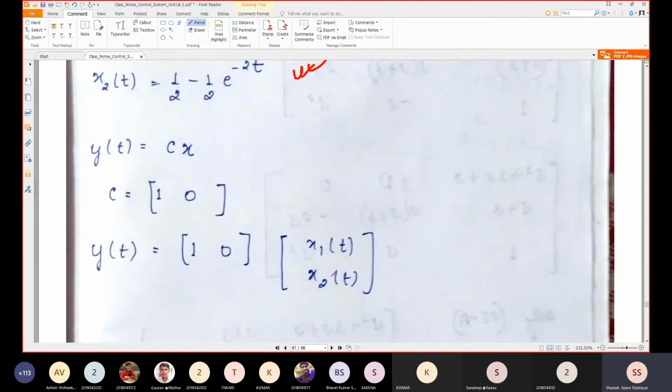Okay, so for y of t we can go through y of t. We know y of t is equal to Cx, or y of t is equal to Cx plus Du. Here D is not given, so we can simply go with Cx.